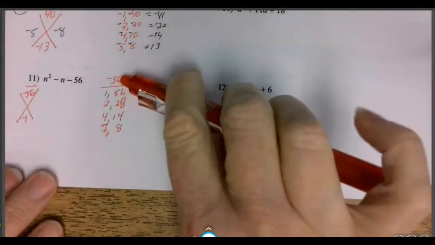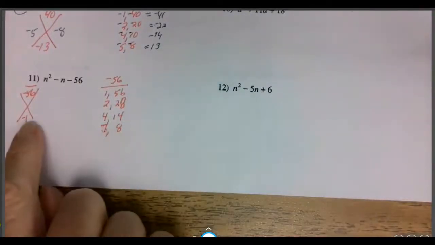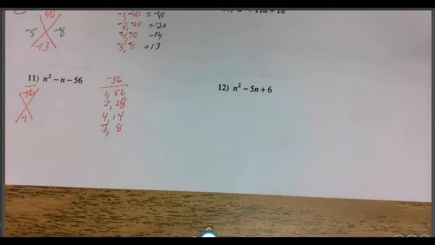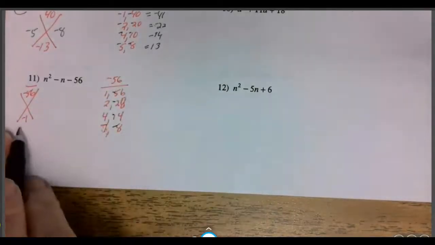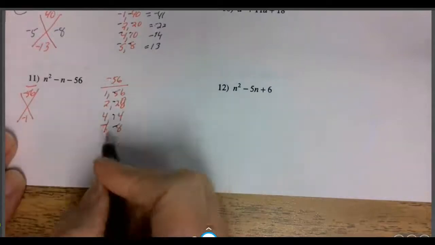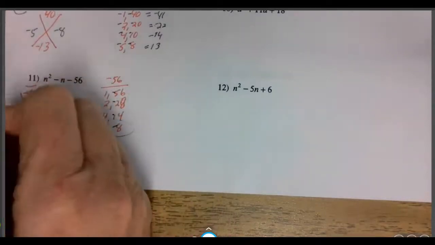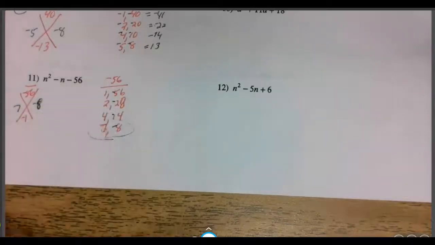Okay, when I multiplied, I got a negative. That means one of these is negative, right? Either the small one or the large one. Well, when I add, I get a negative. So when I add and get a negative, that means my largest factor, and also remember that whatever b is, my largest factor has to be that same sign. So I'm going to use 7 and negative 8. Because when I add those two together, I get negative 1.